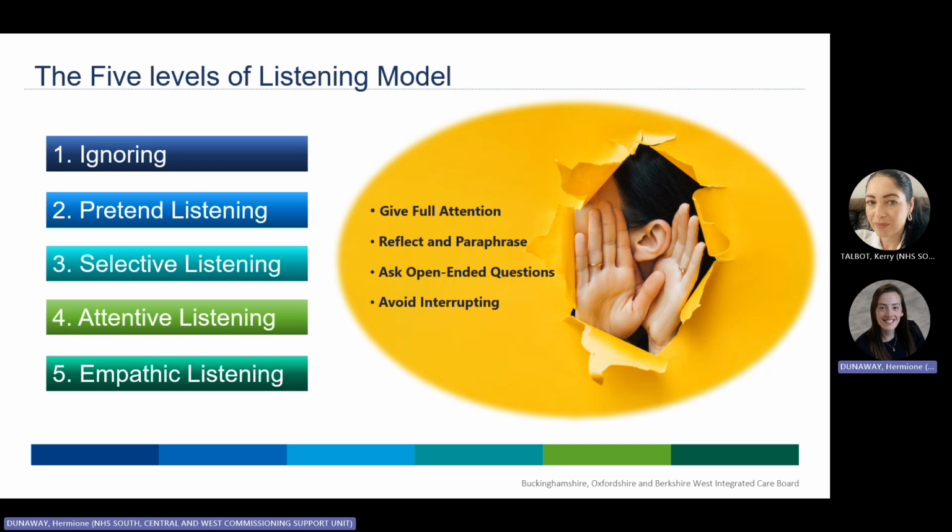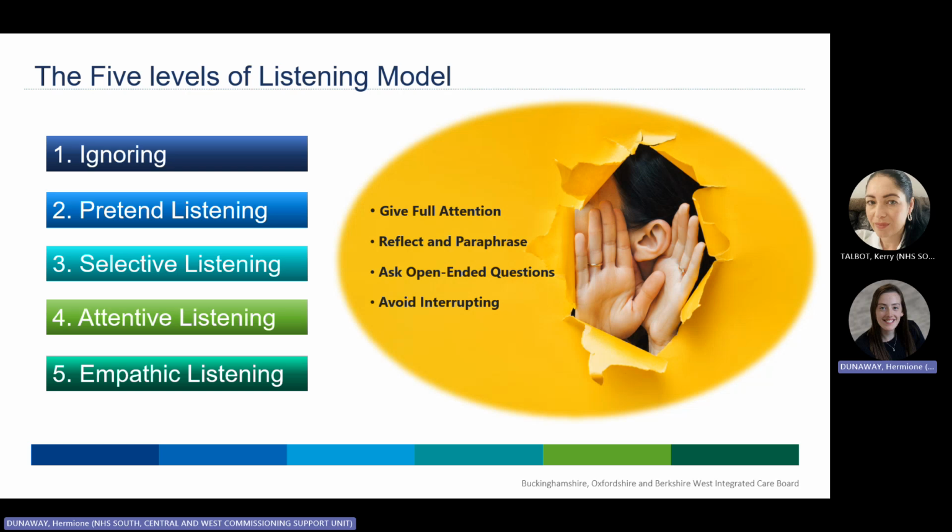Pretend listening. The listener appears to be engaged, but is not being genuinely attentive. Selective listening. The listener hears only parts of the conversation, typically focusing on specific bits of information that may interest them. Attentive listening. The listener is fully engaged and focused on understanding the speaker's message. And finally, empathetic listening. The listener goes beyond understanding the message to deeply empathise with the speaker's feelings and perspectives.